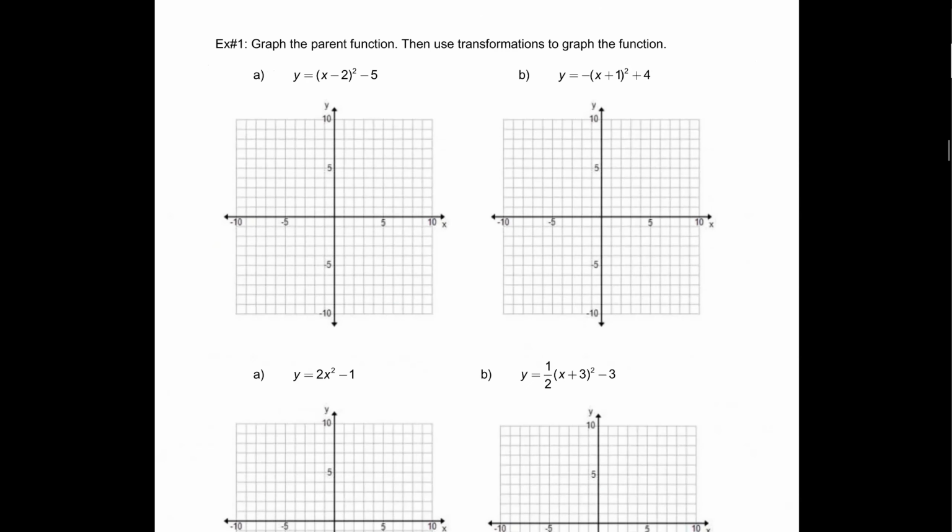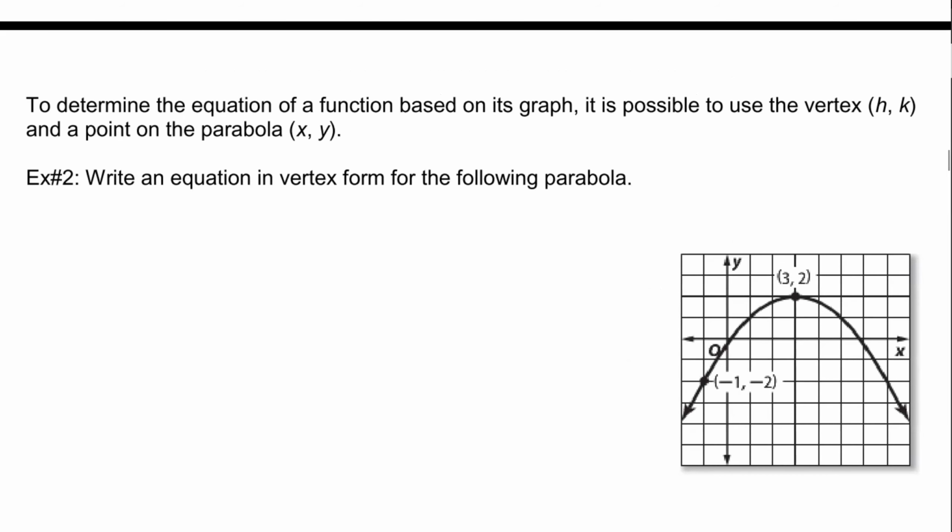Okay, graph the parent function, then use the transformations to graph the function. I'm going to do this one on page 15 first because there's a question just like it on the quiz. And then we'll go back and do the other 4 problems, because those are a lot like the problems that you'll have on the quiz as well.